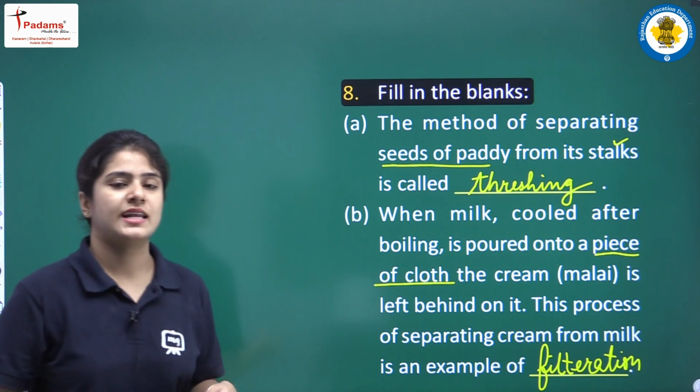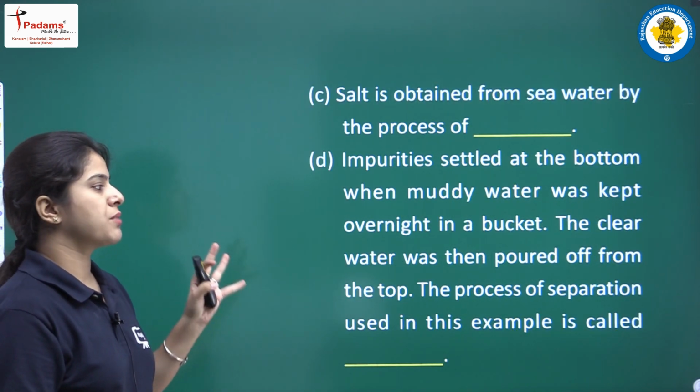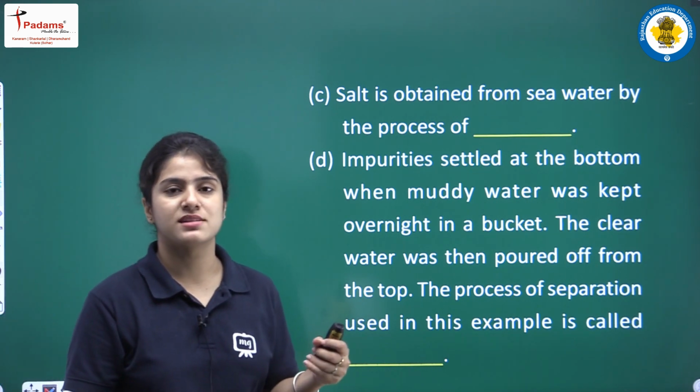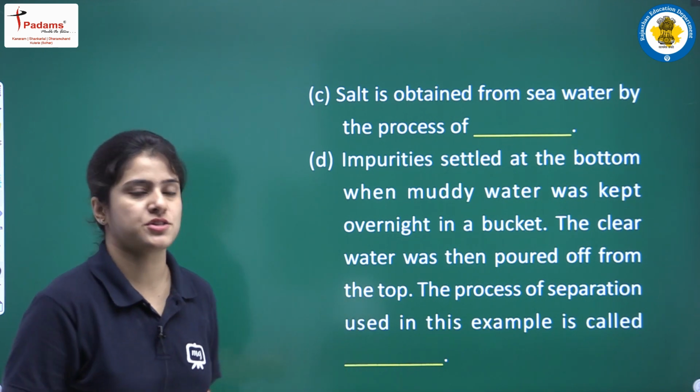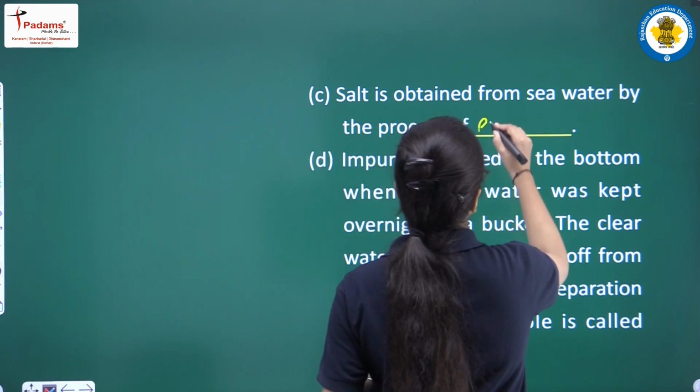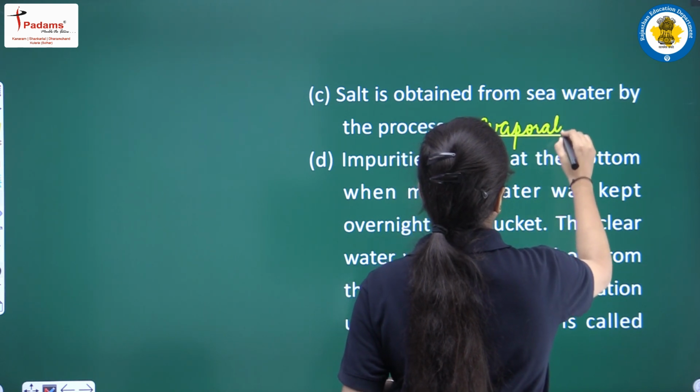Okay students, so let's see the next part. Salt is obtained from the sea water by the process of what? Very simple. We get salt from the sea water with the help of the process of evaporation.